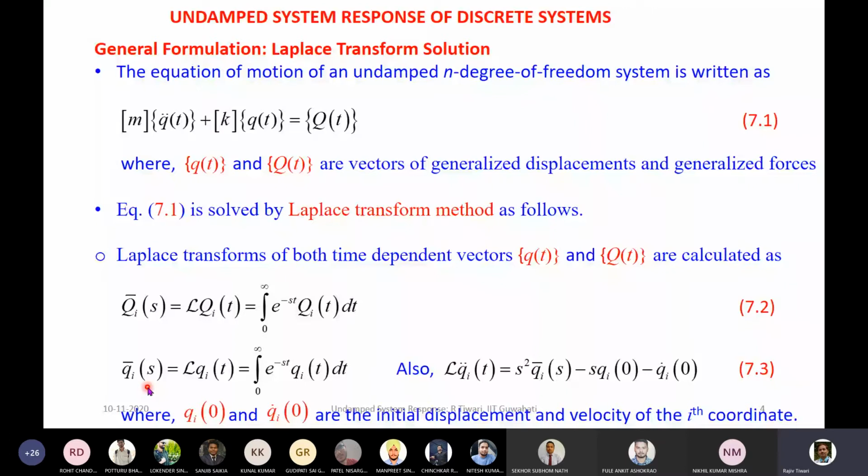Now, if we do the Laplace transform of this quantity, the acceleration, we get s squared q_i(s) and then the initial conditions. This is the displacement initial condition, and this is the velocity initial condition. So all this will be substituted in the equation of motion.